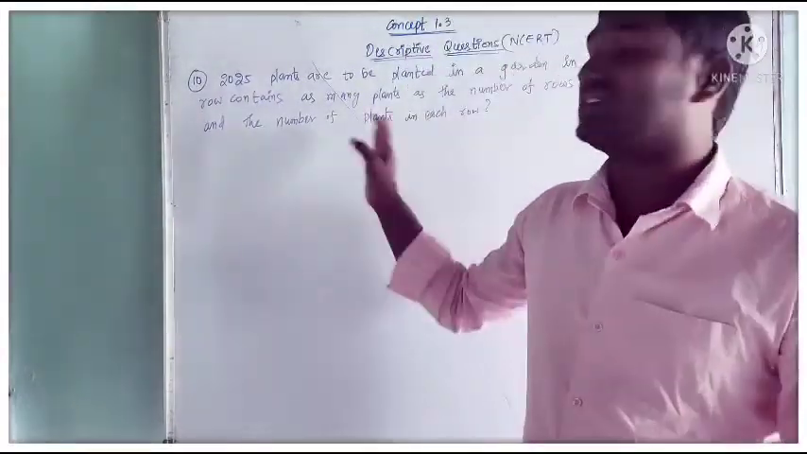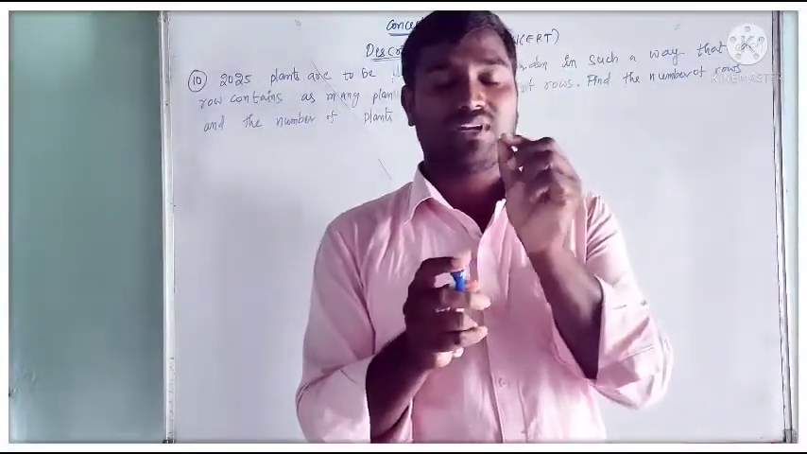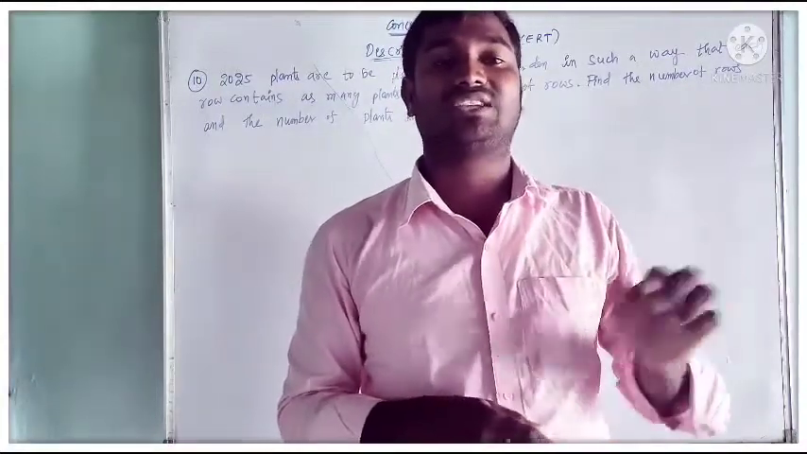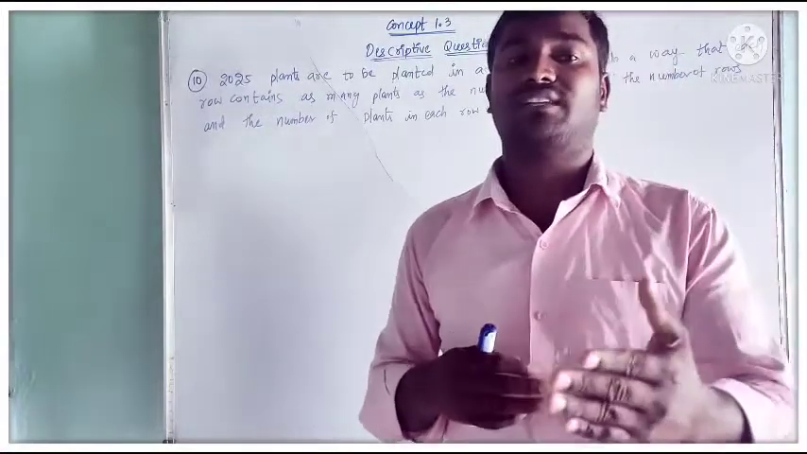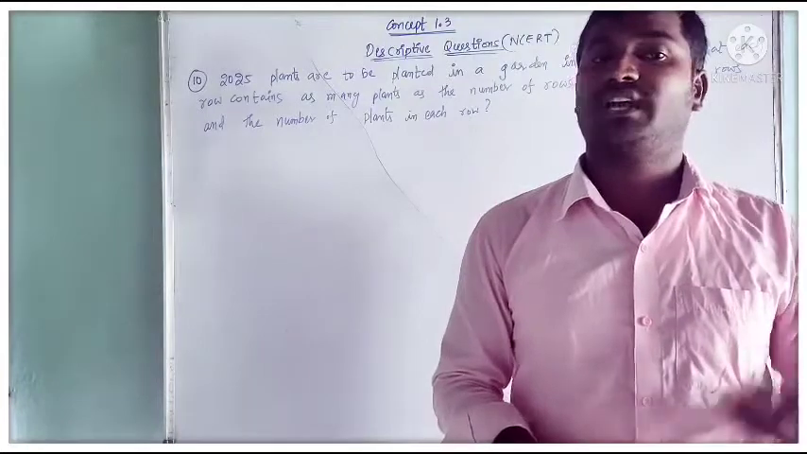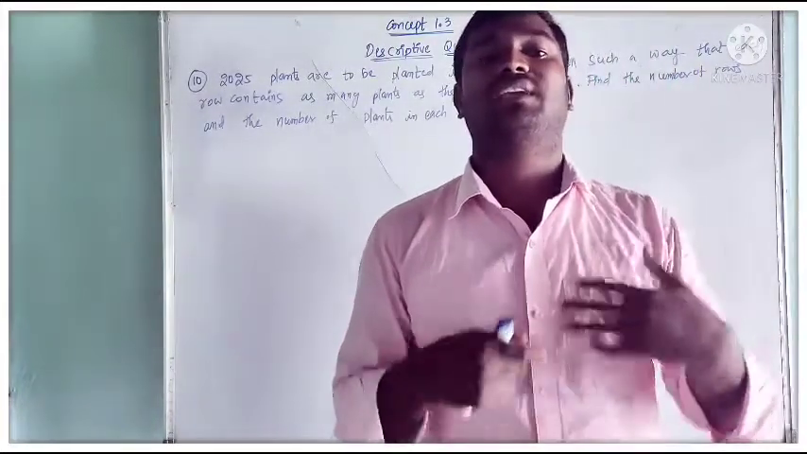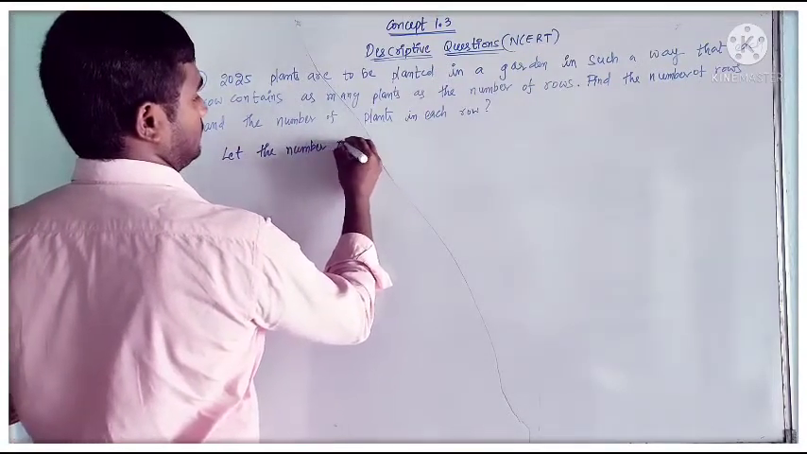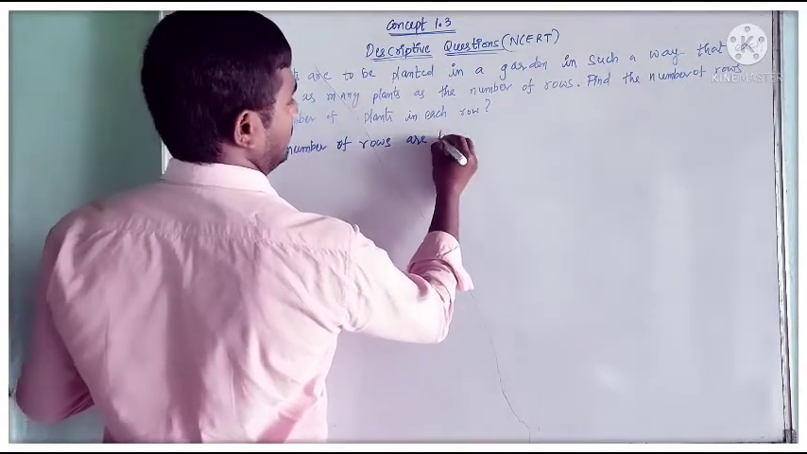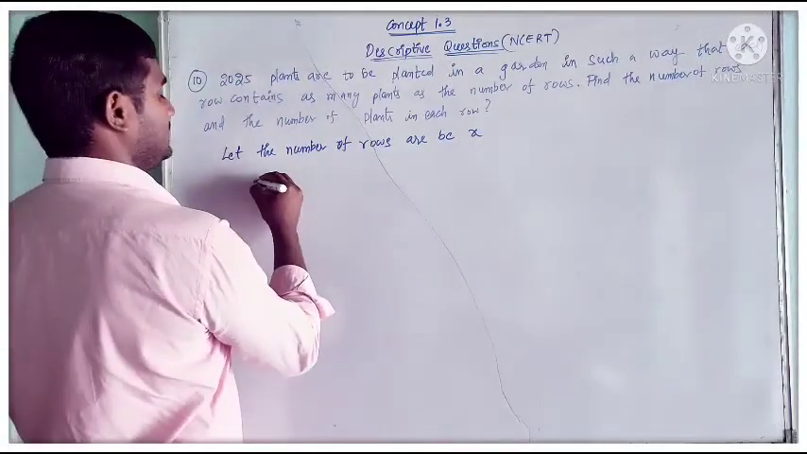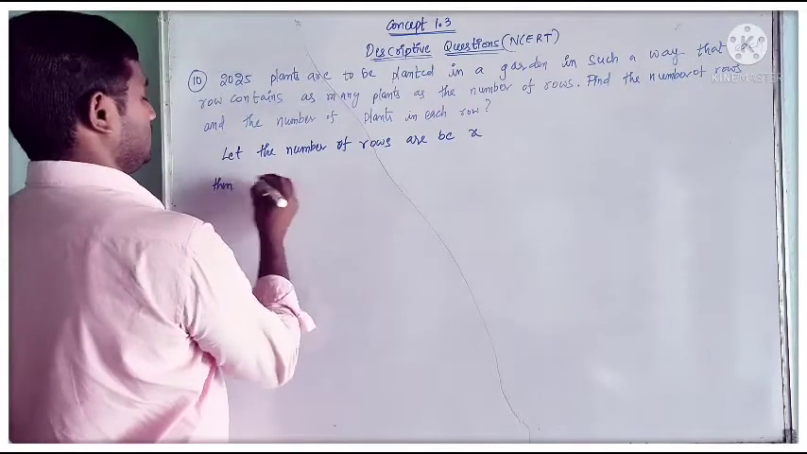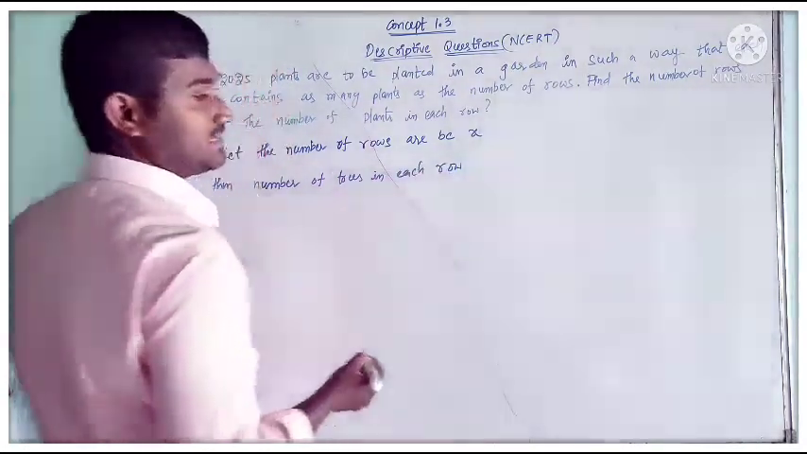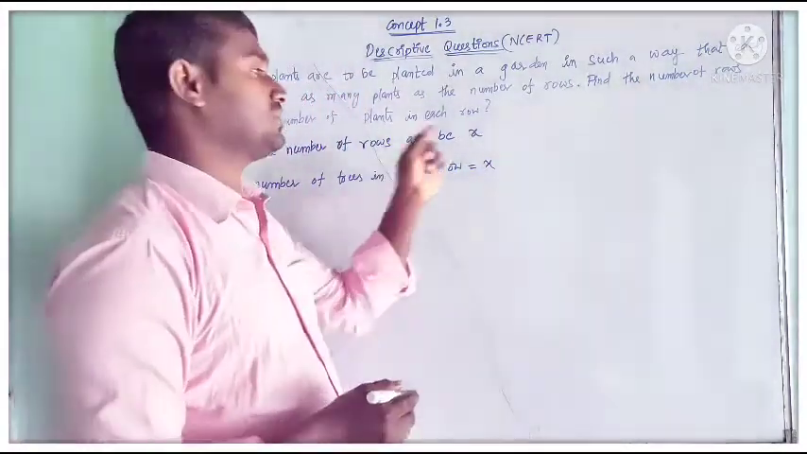Similarly, they didn't give the number of rows and the number of trees in each row, but the relation between them is given to us. That is, there are as many trees in each row as there are rows. So we don't know the number of rows and the number of trees in each row. Let us assume that the number of rows R be X. Then the number of trees in each row equals how many? There are X trees only, because the number of rows and the number of trees in each row are the same.